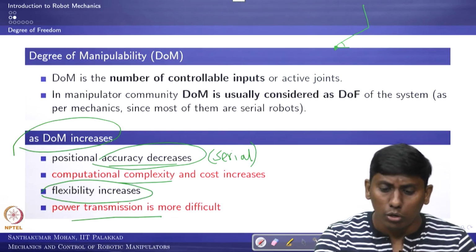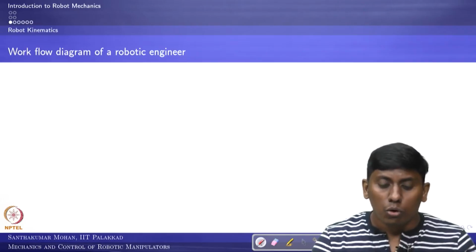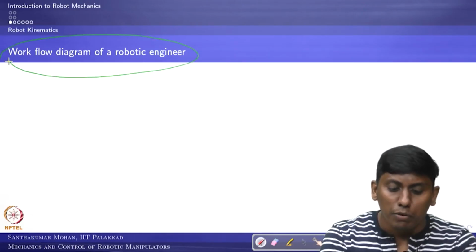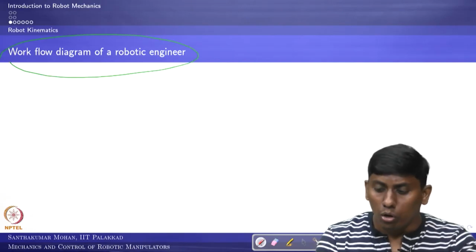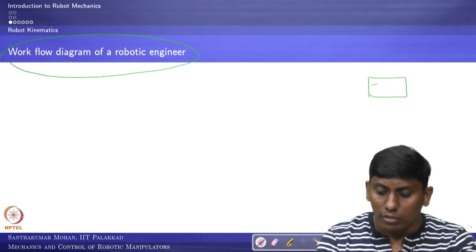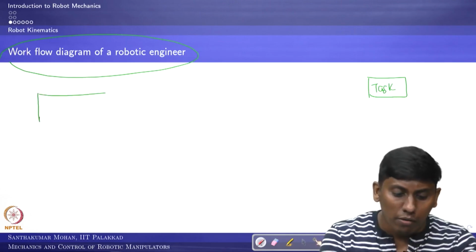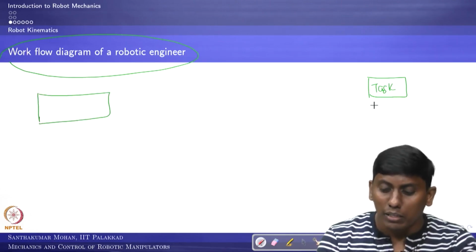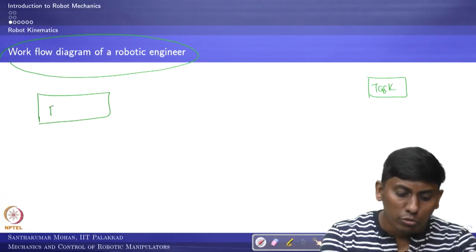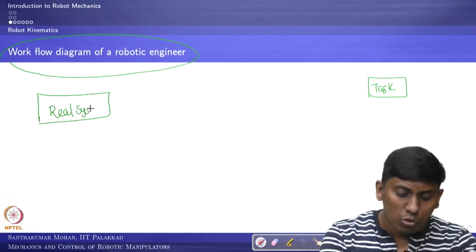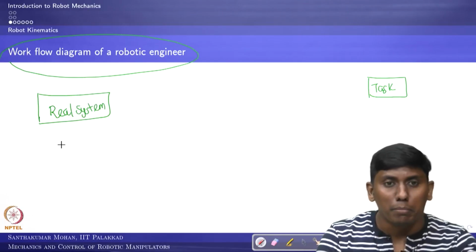So now you know what manipulability is. I just give this slide here: what would be the workflow of a robotic engineer? All engineers are given a task to be accomplished, for example robotic assembly. Then you will look at the real system. The real system would be the manipulator.